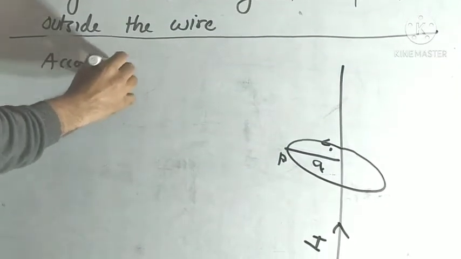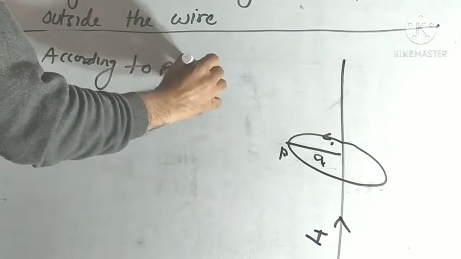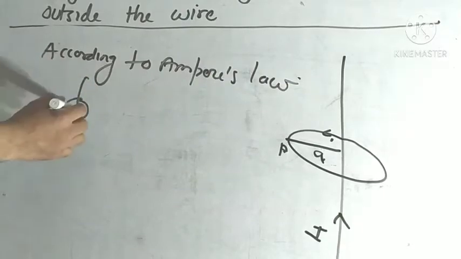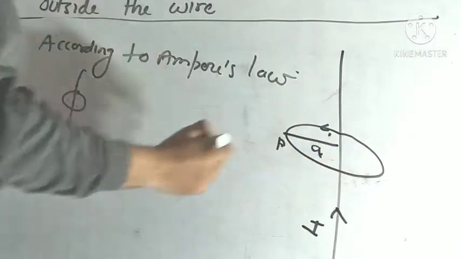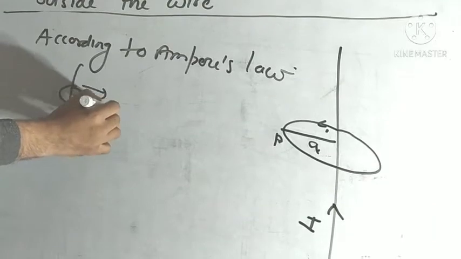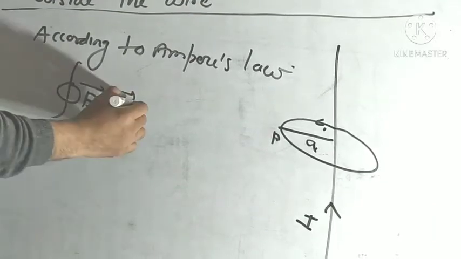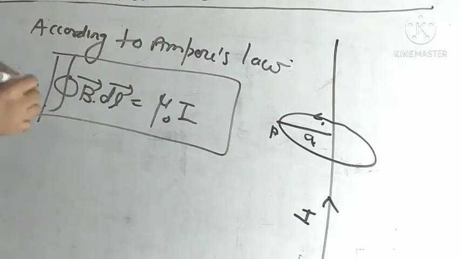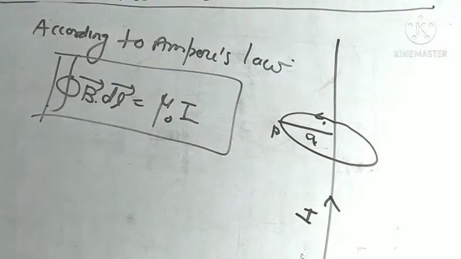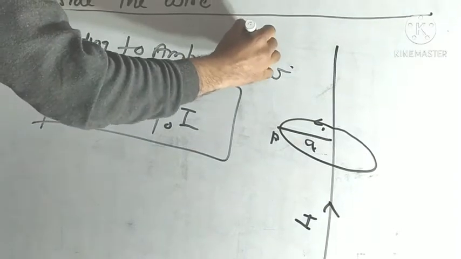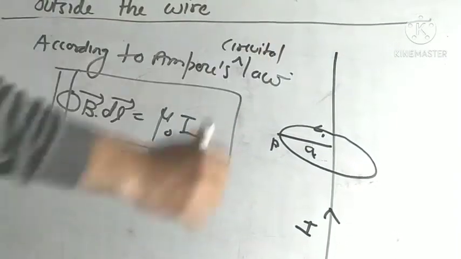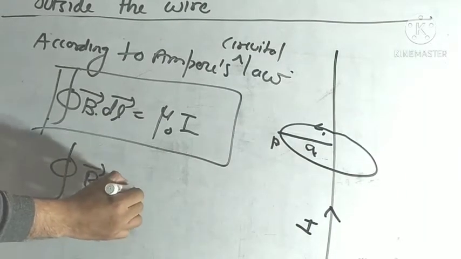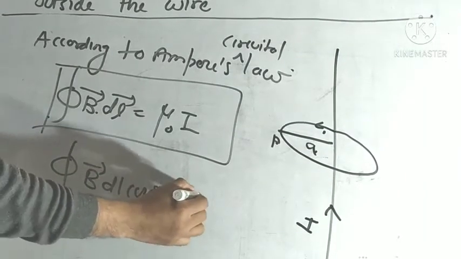So according to Ampere's law, the closed integration over this closed path of B dot dl, where dl is a small element, is mu naught I. We already know that; this is the Ampere circuital law. Here, B dl cos theta is equal to mu naught I.